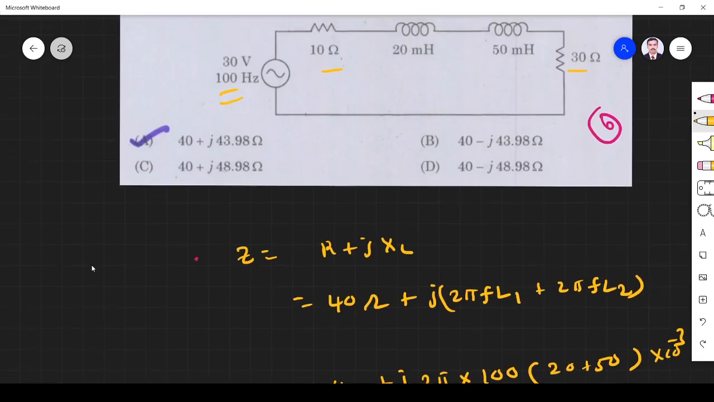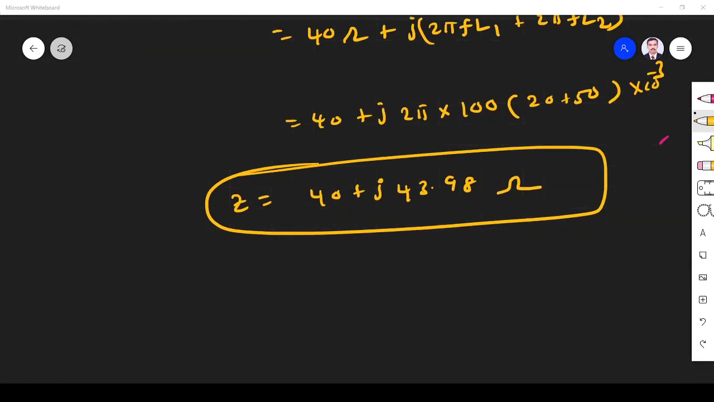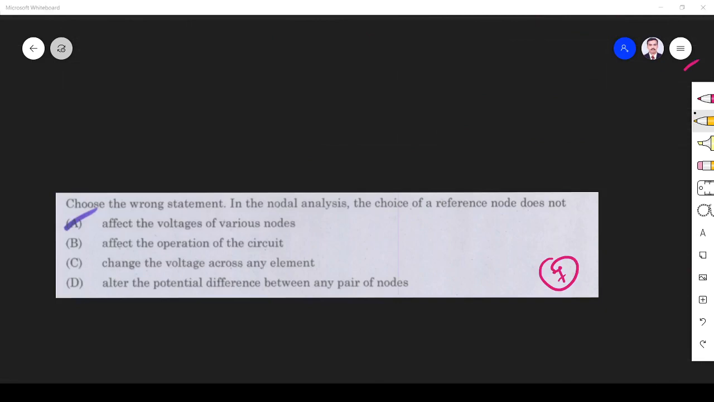So the answer is option A, right? Okay. And the next question is, choose the wrong statement in the nodal analysis. In the nodal analysis, the choice of reference node does not affect the operation of the circuit.